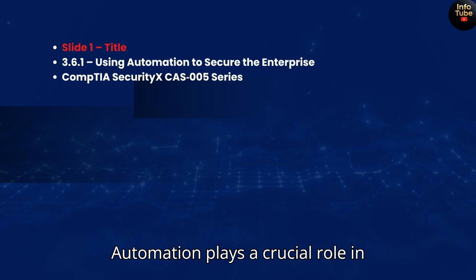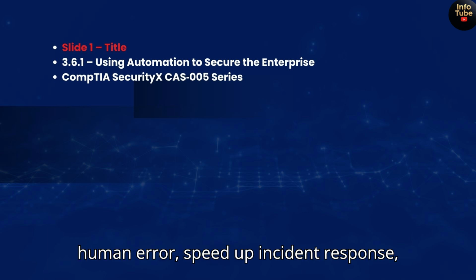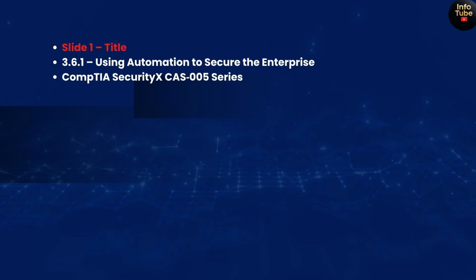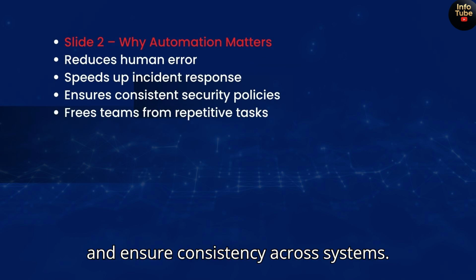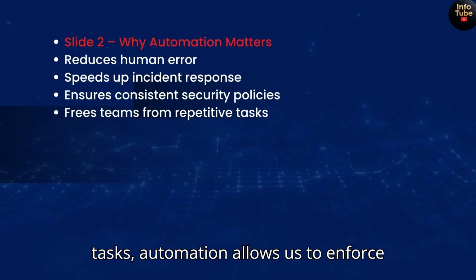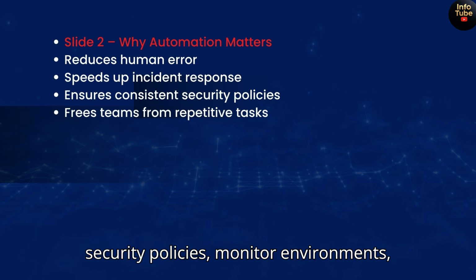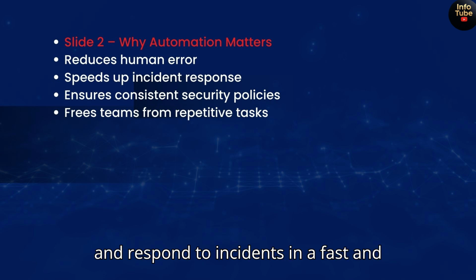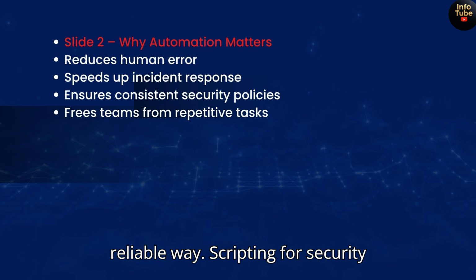Automation plays a crucial role in enterprise security. It helps reduce human error, speed up incident response, and ensure consistency across systems. Instead of manually repeating the same tasks, automation allows us to enforce security policies, monitor environments, and respond to incidents in a fast and reliable way.